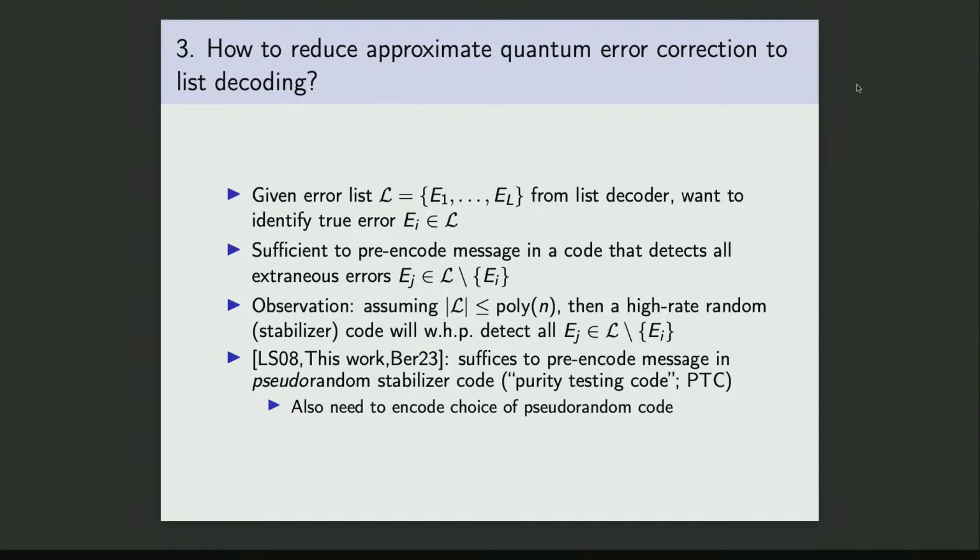Just a question about the previous point. Is the list decoding approximate or exact? The list decoding is exact. The approximate is in the reduction to approximate error correction.